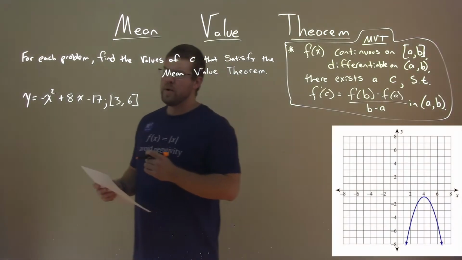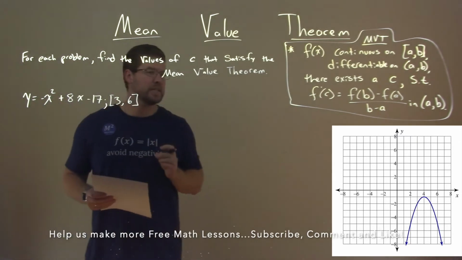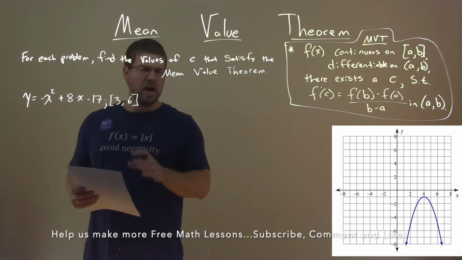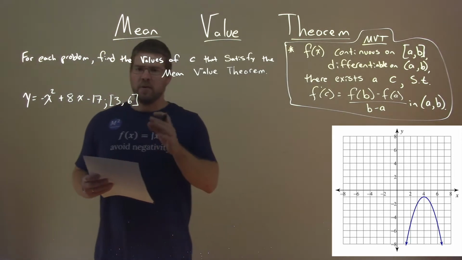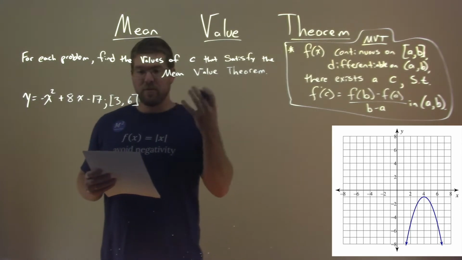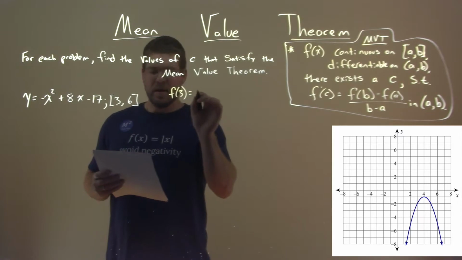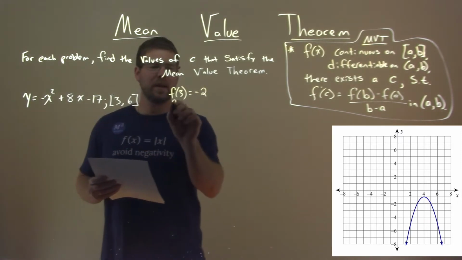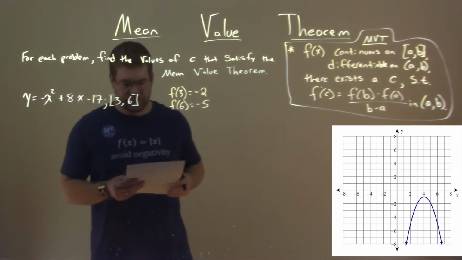I'm given this problem right here, y equals negative x squared plus 8x minus 17, and we define the value of c that satisfies the mean value theorem on the interval from 3 to 6. We first need to find what f of 3 and f of 6 are. Plugging into our equation, f of 3 is negative 2, and f of 6 is negative 5.